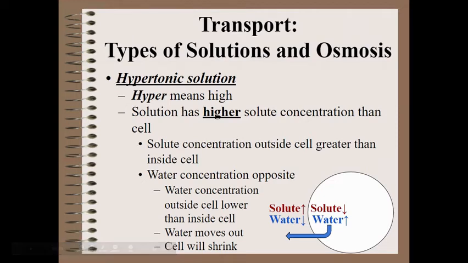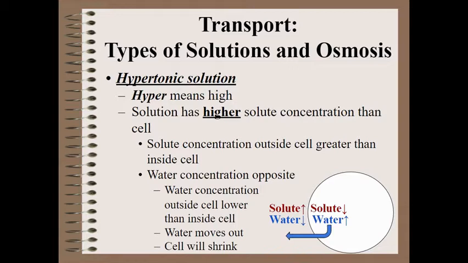Next, we have a hypertonic solution. The term hyper means high, and so a hypertonic solution has a higher solute concentration than the cell. The solute concentration outside the cell is greater than inside the cell. That means the water concentration will always be the opposite. The water concentration outside the cell is lower than inside the cell. So water moves out and the cell will shrink.